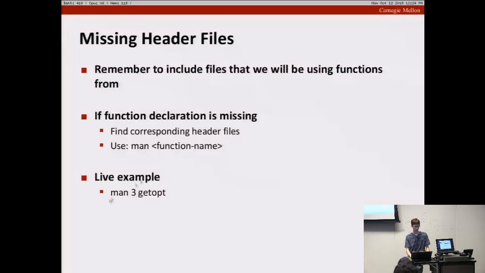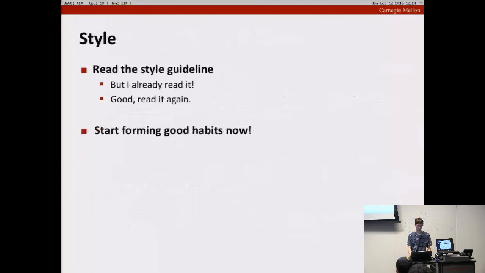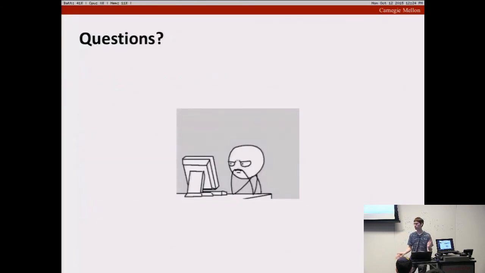Yeah, here's the man page for getopt, which I showed you already. Eviction policies of cache. These slides will be online. I know we're over time. But you should know that the first row of matrix A is going to evict the first row of matrix B. They conflict with each other. They have the same set and tag, so they're going to overwrite each other. You need to worry about accessing them in an order so that you don't overwrite things more than you have to. Matrices are stored in row major order, so all the elements of a row are consecutive, and then the next row, and then the next row. Read the style guideline. Any questions?